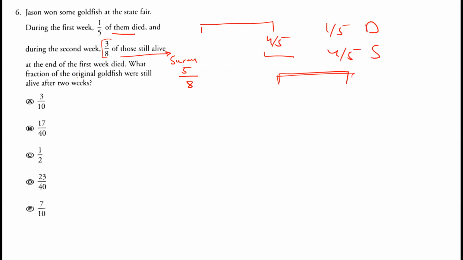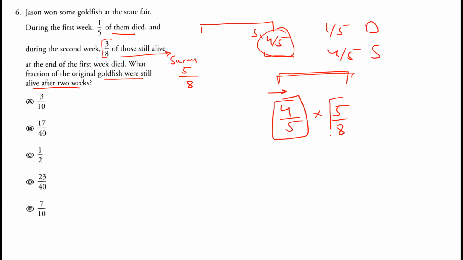Now, what fraction of the original goldfish was still alive after 2 weeks? So 4 by 5 survived at the end of the first week. Now 4 by 5 multiplied by 5 by 8, because this is the number that survived at the end of the first week. This is the total that survived during the second week. So the total survival would be 4 by 5 into 5 by 8. So 4 ones are 4, 4 twos are 8, so 1 by 2. So half of them survived.